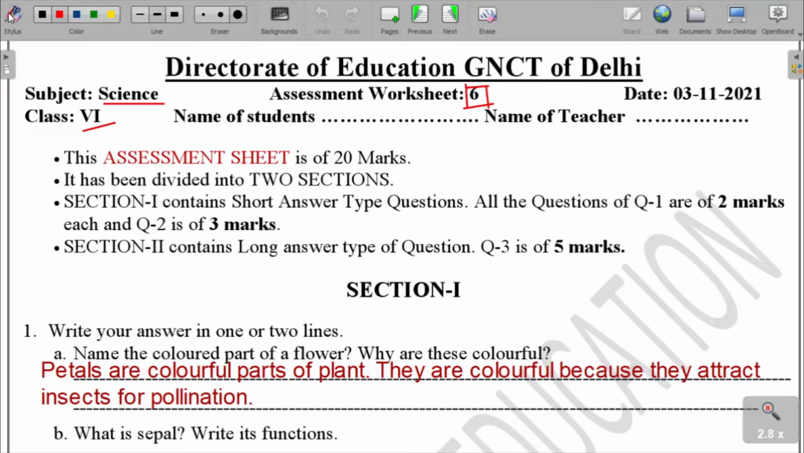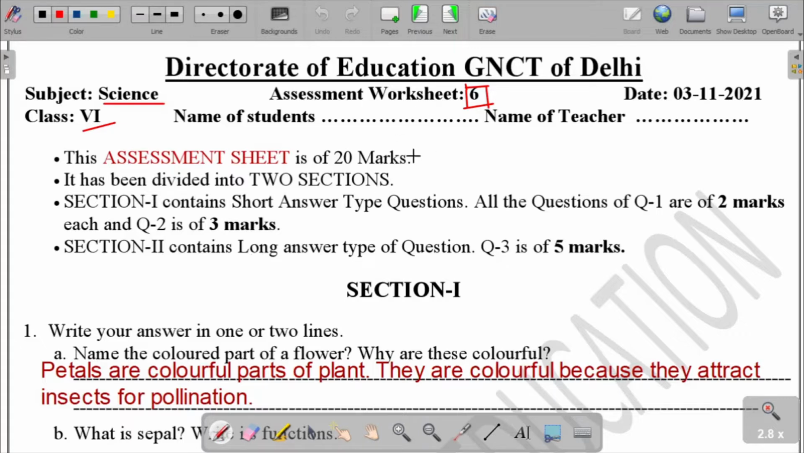So let's begin our today's session. What is our today's session? Let me talk about it. Today we will be talking about assessment worksheet six of subject science for class 6th. Let's start. There are some instructions given over here. Let's read them. This assessment sheet is of 20 marks.